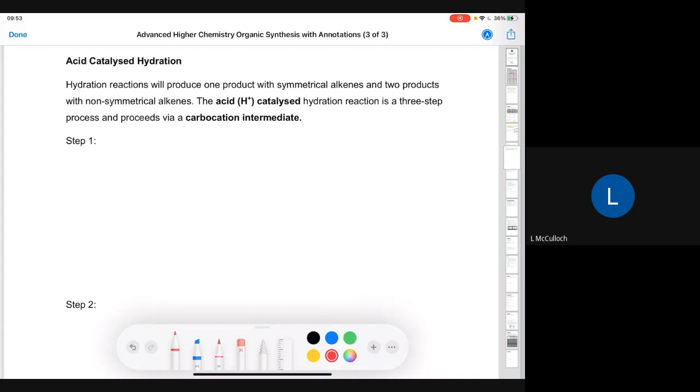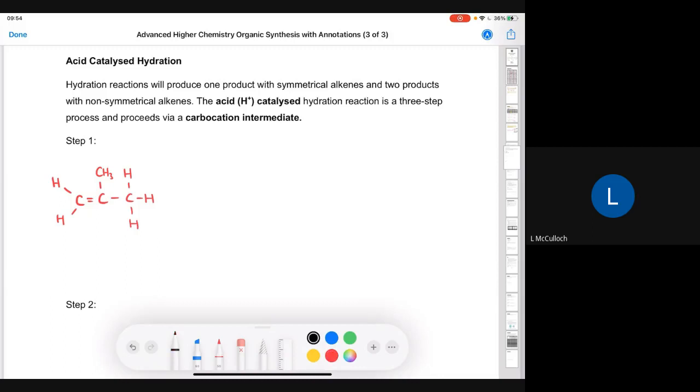It says a hydration reaction will produce one product with symmetrical alkenes and two products with non-symmetrical alkenes. The acid, which is all acids contain H plus ions, so we can see the H plus catalyzed hydration reaction is a three-step process and proceeds via a carbocation intermediate. So what I'm going to start by doing is drawing in an alkene. So I'm going to use methylpropene.